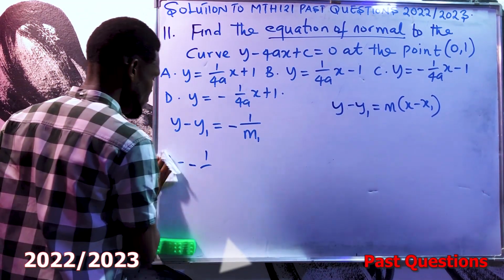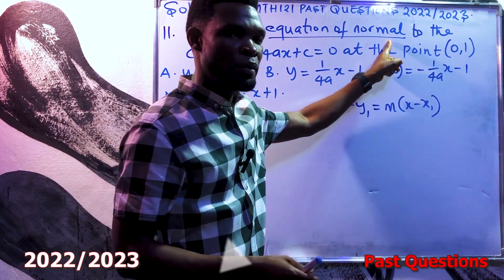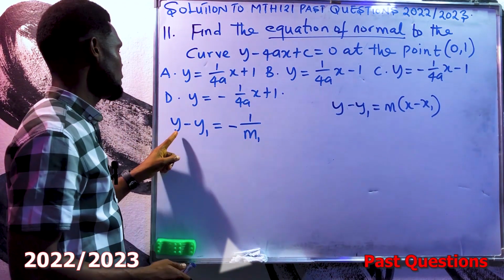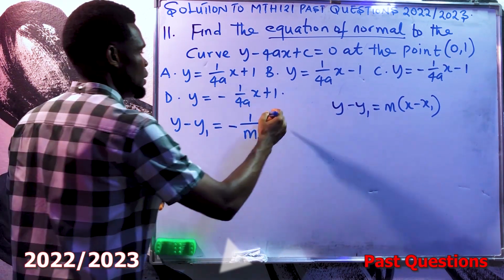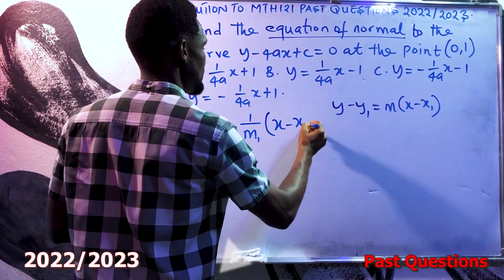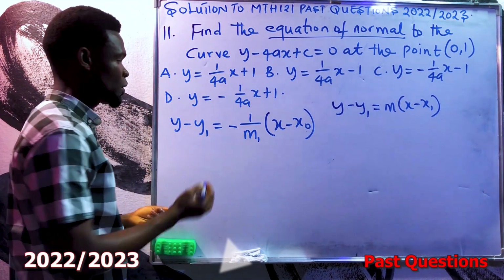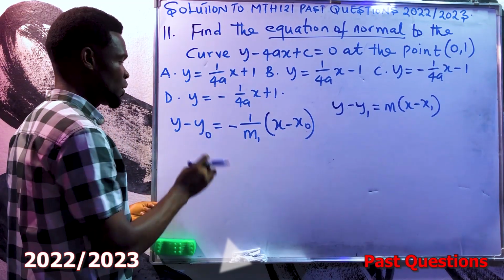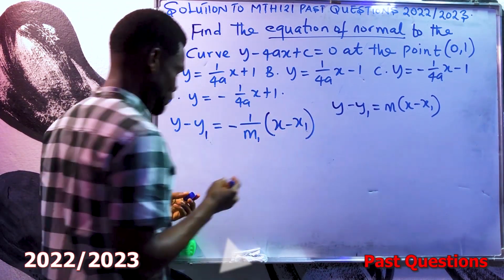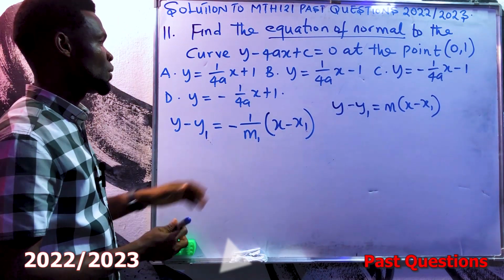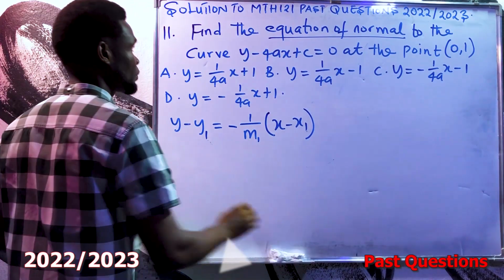What is most important at this point is that anytime you are looking for the equation of the normal to a curve, the formula is y minus y1 equals minus 1 over m1 into x minus x1. Some authors will use x subscript 0, y subscript 0, but they are the same thing. So this is y1, x1. This is the formula we need to get this problem solved.